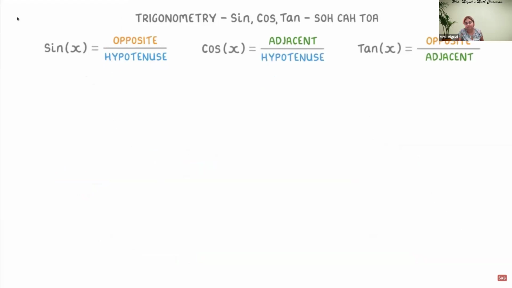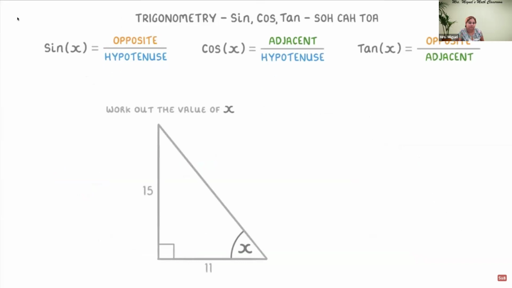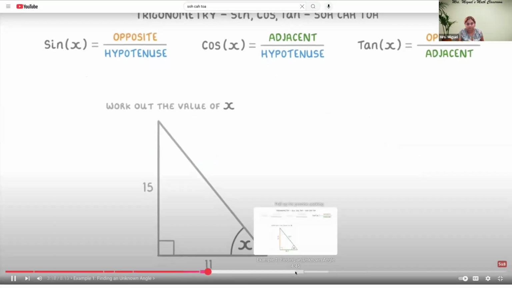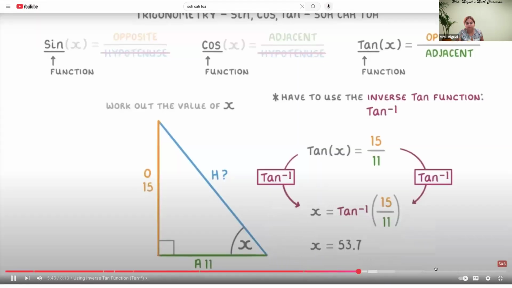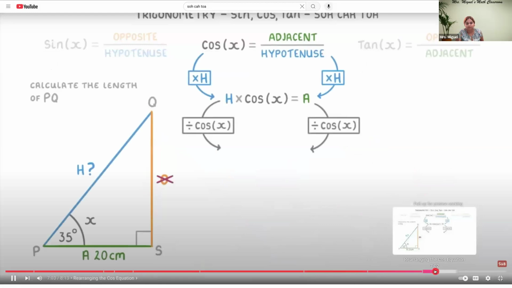To see how these equations work in practice though, let's have a look at this question, where we've got to work out the value of the unknown angle x. Now, numbers, and of x, and then dividing both sides by cos x.